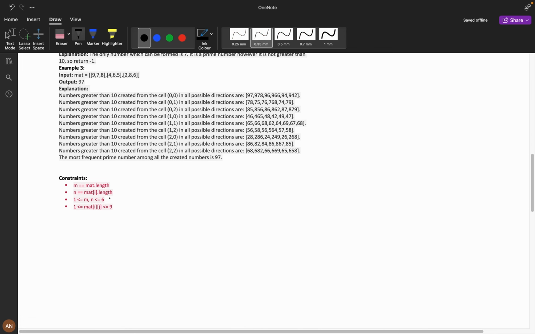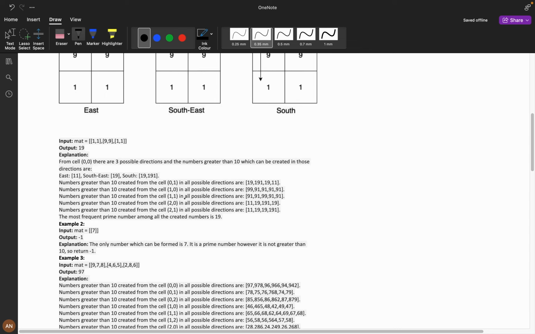If you see the constraints, my m and n are pretty low, around 6, and the matrix values are from 1 to 9. So I think brute force or any type of backtracking will work, because the maximum it can go is factorial, 7 factorial which is 720, or 2 power 6, 3 power 6, 4 power 6. Anything like that we can manage.